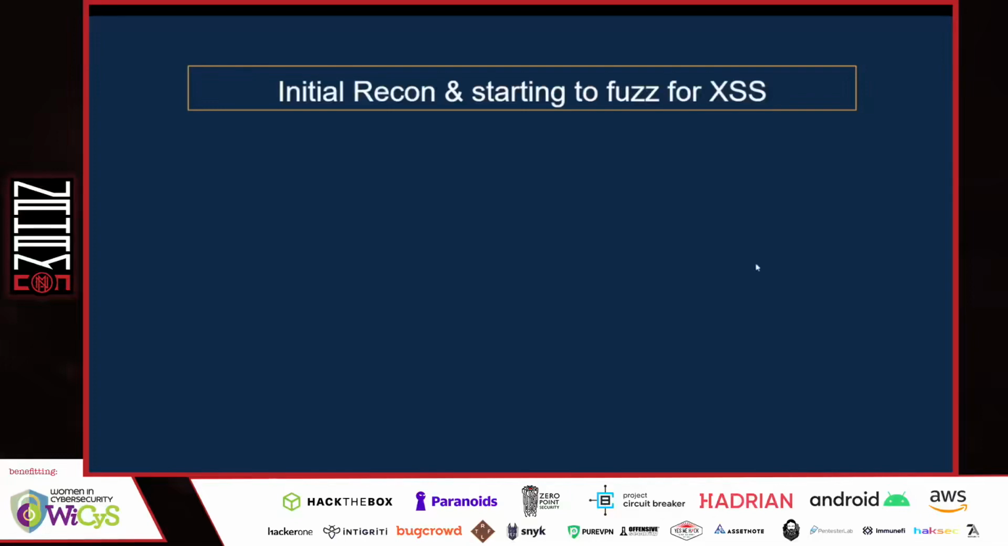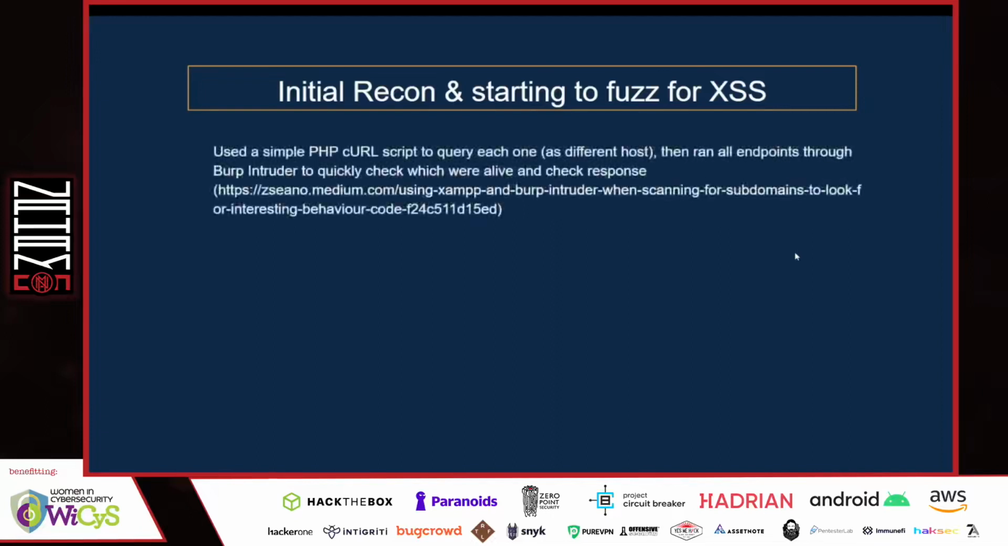So we did the initial recon and started to fuzz for XSS. We didn't set out to look for XSS, but upon fuzzing these endpoints that we found, we discovered that, okay, we can control a lot of input. Some of them are replying with text/html. Let's try for XSS here. I used a simple PHP curl script to literally query each of them because they're on different hosts. If you're using Burp Intruder, for example, to query lots of different domains, if it's on a different host, then it can't do it, not as far as I'm aware anyway.